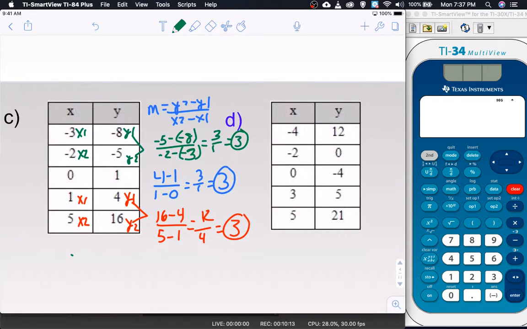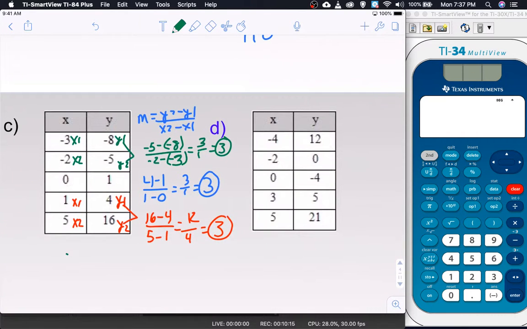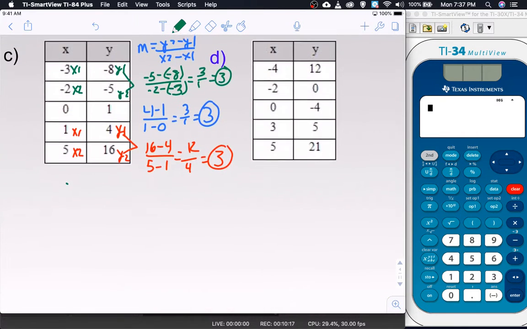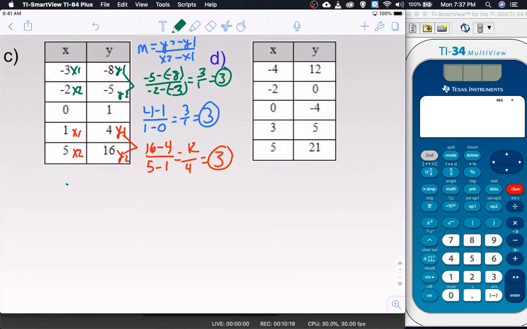With that in mind, I would like you to do letter D right now. So we have space down here if you need to do the work, but I want you to tell me, is this function for letter D linear or nonlinear? Go ahead and pause the video, do it right now. When you're ready to continue, hit play, and we'll go through it together.